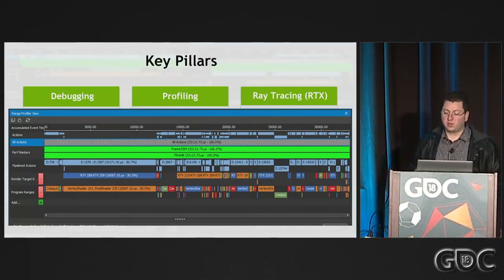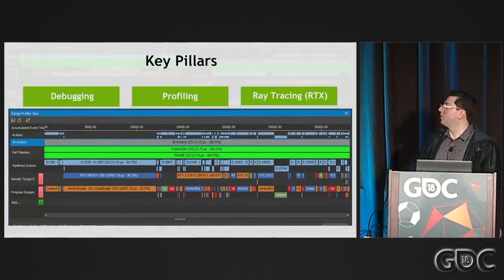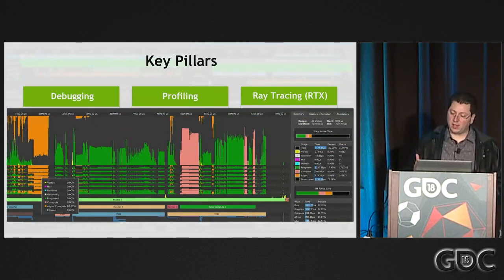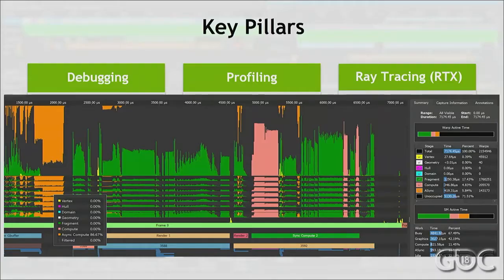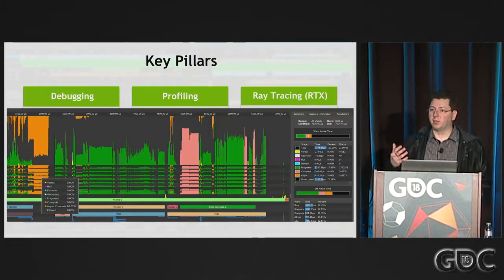Pixel history, resource viewer, geometry viewer, API inspection. There's a tremendous number of things, and Jeff's going to go into that and show you what that means. The other thing, and I would almost say a key pillar for us, is the profiling support that we offer. We understand the hardware very well, and that affords us the ability to build a profiler that really lets you get really low-level detail.